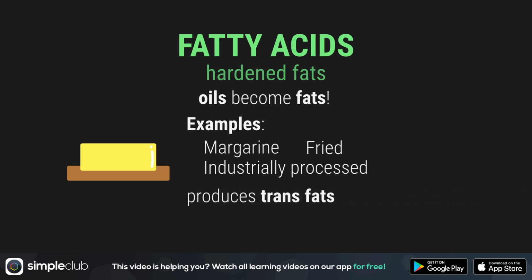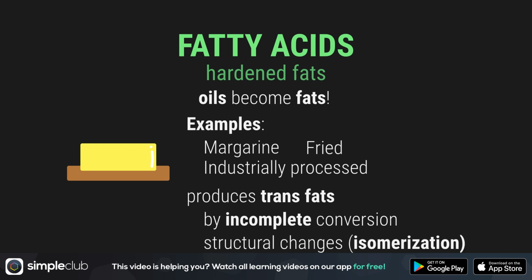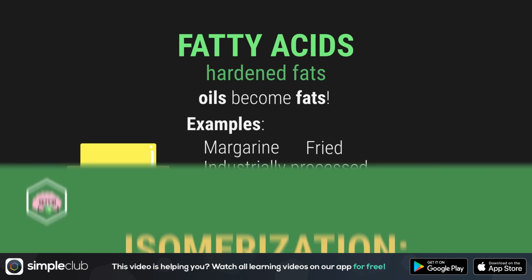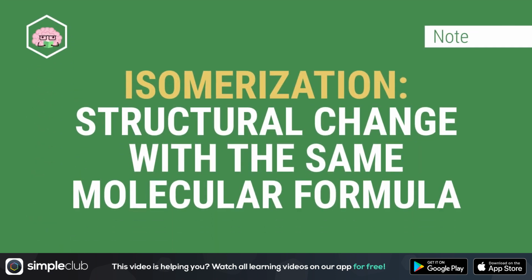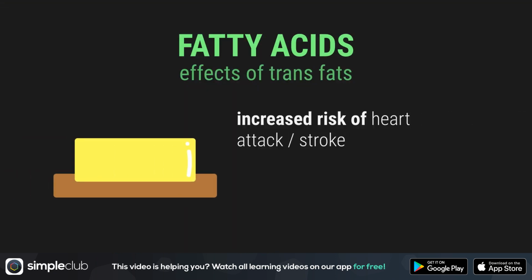The hardening process produces trans fatty acids. This happens either when the conversion is not complete or when the double bond in the carbon chain is altered. Then that is called isomerization. This isomerization can also occur by heating fat to high temperatures, for example when pan frying or deep frying. The effects of consuming trans fatty acids include, for example, an increased risk of stroke or heart attack, as the levels of cholesterol in the blood increase.